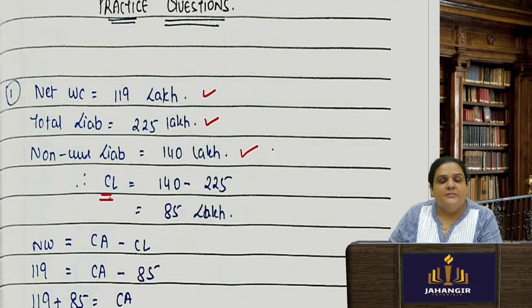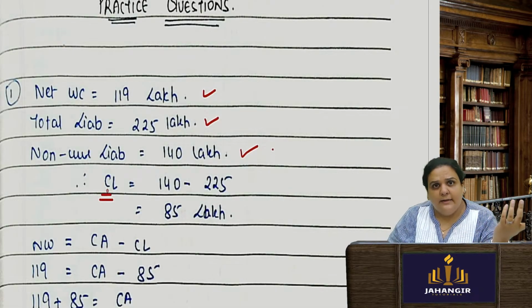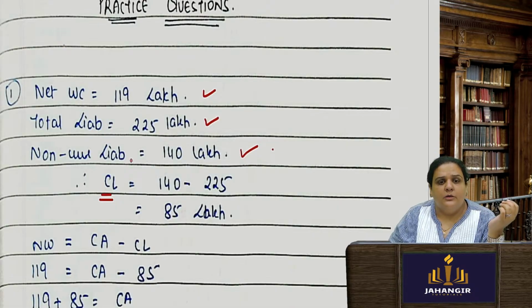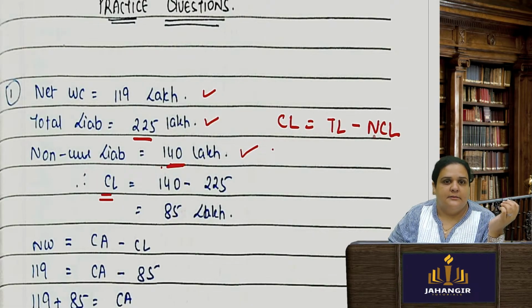Current liabilities will be what? From total, if I remove non-current, I'll get current. Both are given. Total is given as 225 and this is also given. Current liabilities is nothing but total liabilities minus non-current liabilities. Both are given: 225 minus 140.